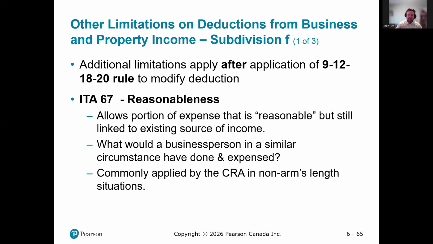So a $900 expense might be reduced to just $150 for reasonableness. So to determine that, they look at what would a business person in a similar circumstance have done. All of the other business persons, they paid $100 a night. They might have paid $150 per night. So generally that's what a reasonable person would do. So your expense will be limited to that. It's commonly applied by the CRA in non-arm's length situations.